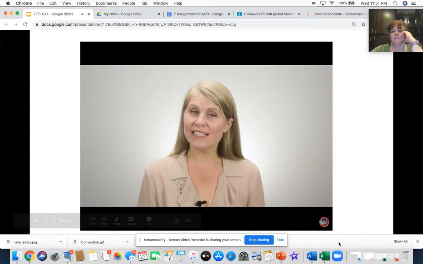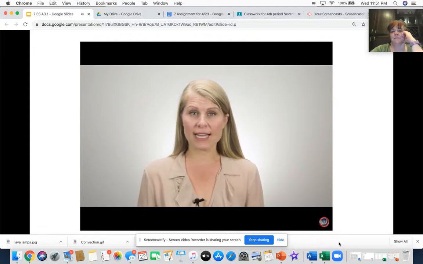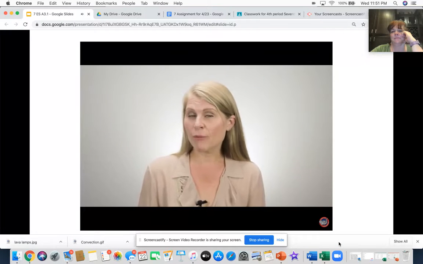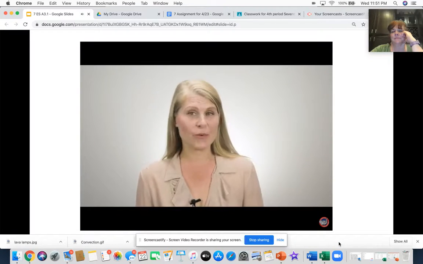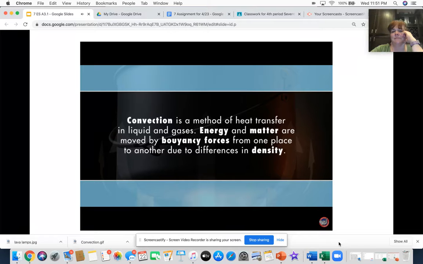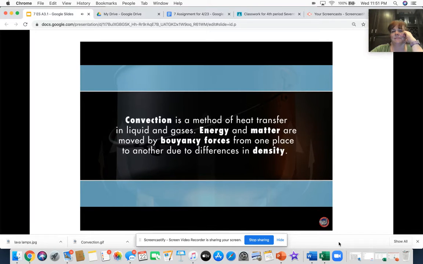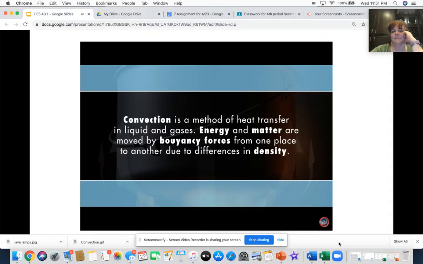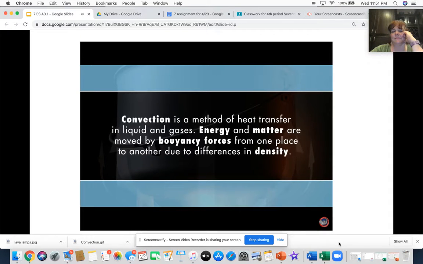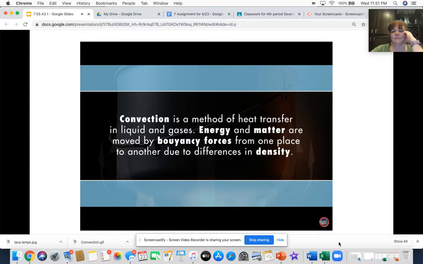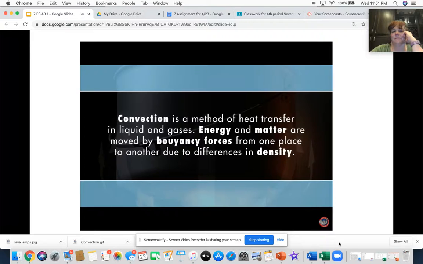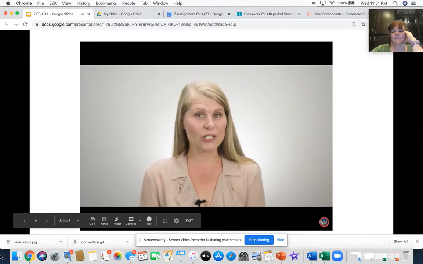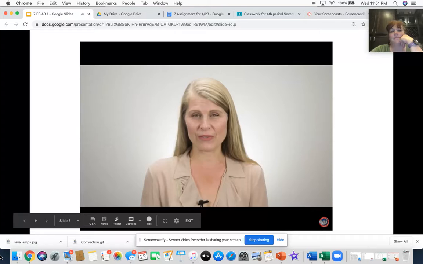Thanks for joining us. For today's experiment, we're going to use the gas convection apparatus and learn about heat transfer in real-world situations. If you didn't already know, convection is a method of heat transfer in liquids and gases. Energy and matter are moved by buoyancy forces from one place to another due to differences in density. To demonstrate convection, we'll need to learn a little more about the apparatus first.